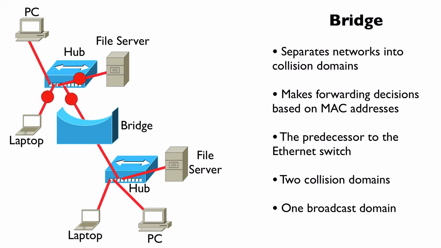A bridge does not. That means that a broadcast sent from a PC off of one of our bridge ports is going to be seen by all of the other devices off of that same bridge port, in addition to all of the devices connected to the other bridge port. We're not blocking broadcasts with a bridge.